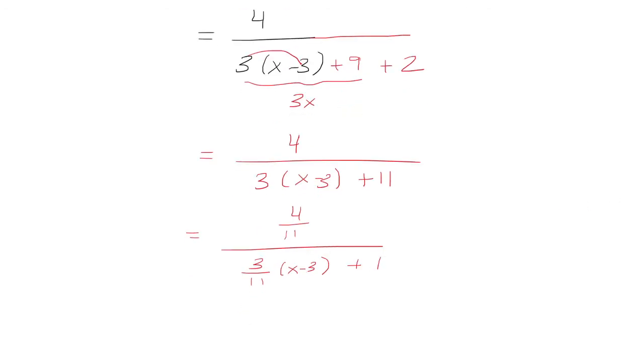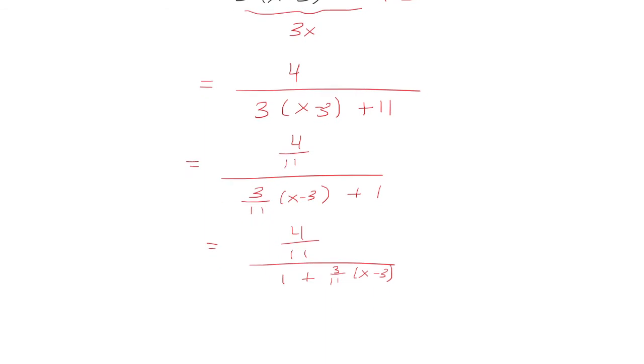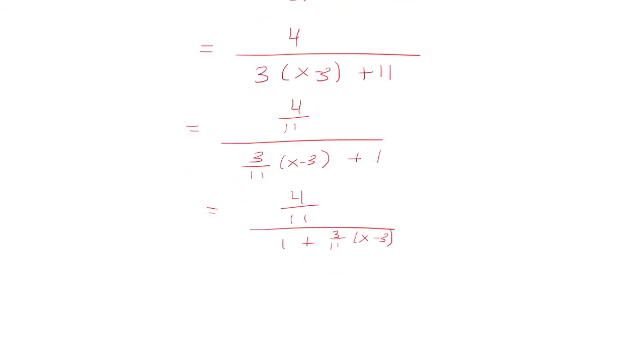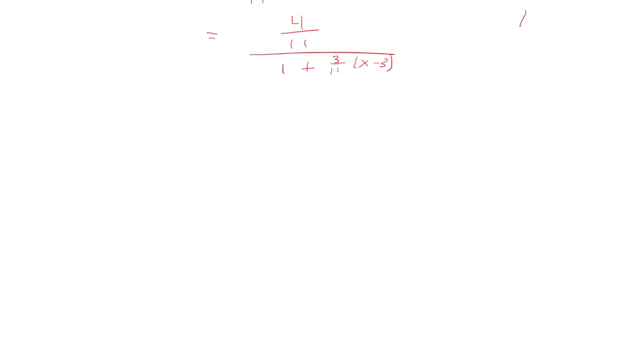I'm just going to rewrite this as 4 over 11 over 1 plus 3 over 11 times x minus 3. And this is good to do because we know it's going to be of the form 1 over 1 minus x or 1 over 1 plus x. That's usually the form that we have it in. Point being is you want this to be 1, and then you're also going to want this to be 1. So you can factor out this 4 over 11 and just say, oh, it's 1 over 1 plus 3 over 11 times x minus 3.